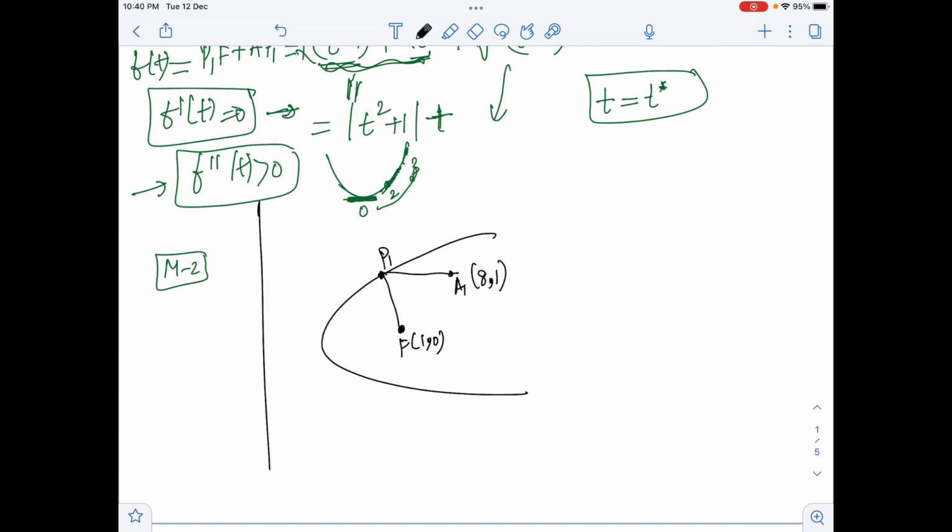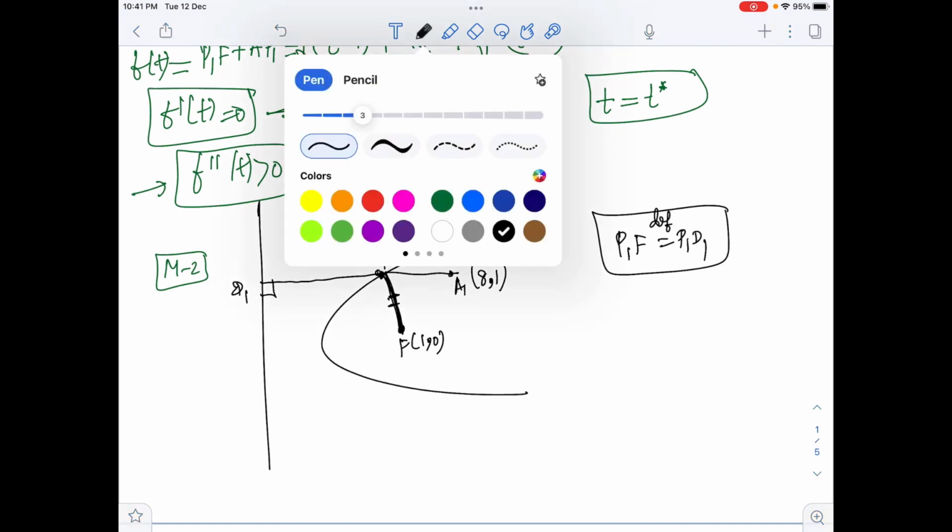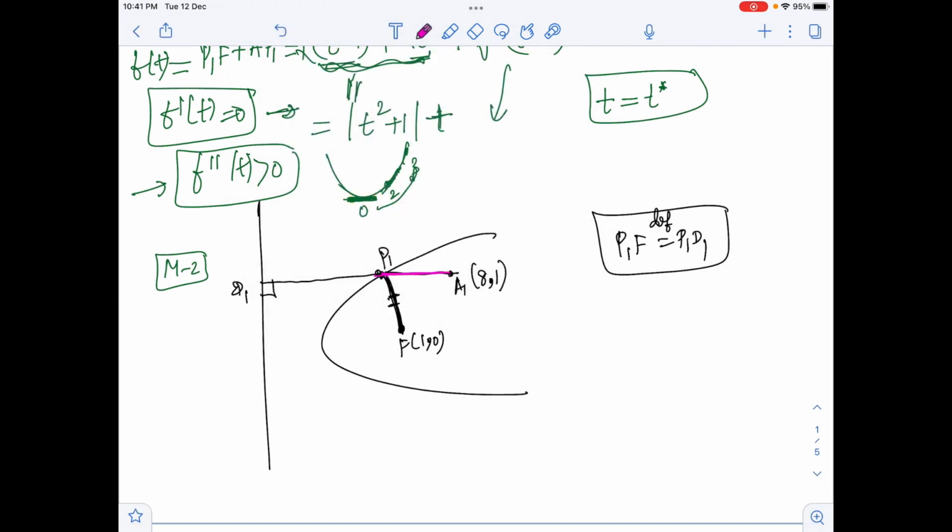Now we know from the property of the parabola, if I join P1F, this is the focal length, and it will be equal to P1D, the distance of the point from the directrix. So P1F equals P1D, which is by the definition of the parabola. And now you see the interesting thing. If I want to minimize this distance plus this distance, this distance plus this distance is the same as this distance plus this distance. Hence this plus this being minimum will imply the minimum distance of A1 to D1 via point P1 on the parabola.